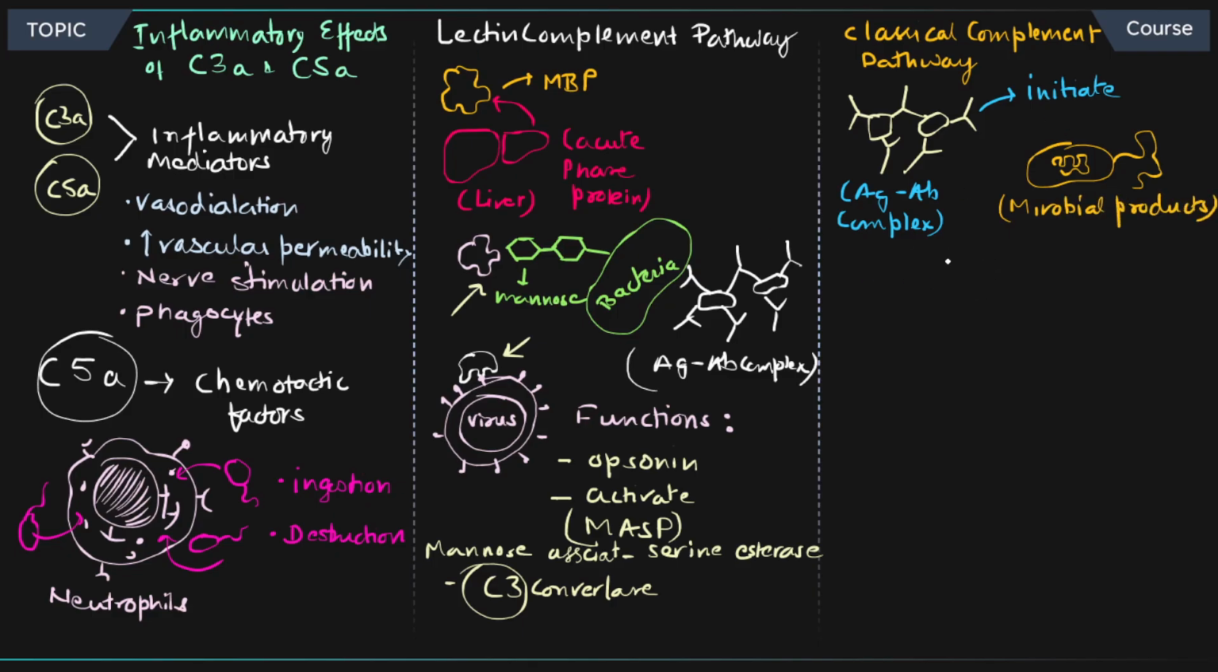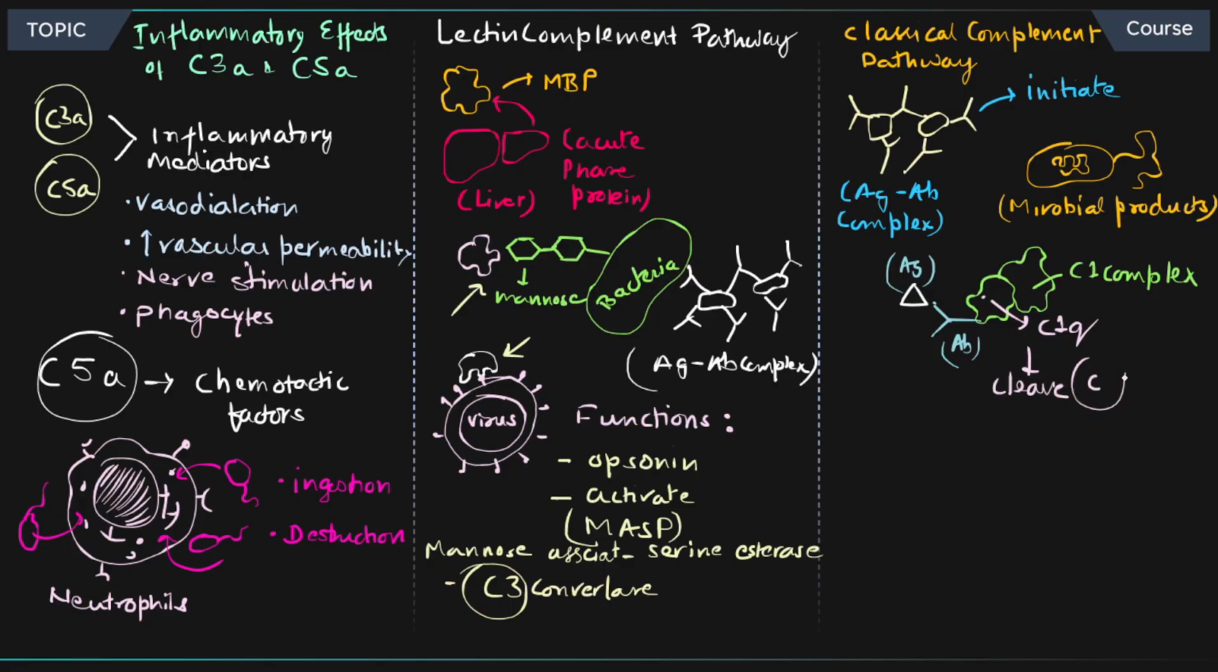So what happens in this particular pathway is, when you have antigen, let me label it. Let me draw the antigen first. This is antigen, this is antibody. And then this is a specific protein, the C1 complex. It's going to bind to this particular antigen antibody complex by C1q. So this is the C1 complex, and it's going to bind to the antigen antibody by C1q. Okay, and then further, it's going to cleave C1. C1 is going to get cleaved to C2 and C4. This is the classical complement pathway, C2 and C4.